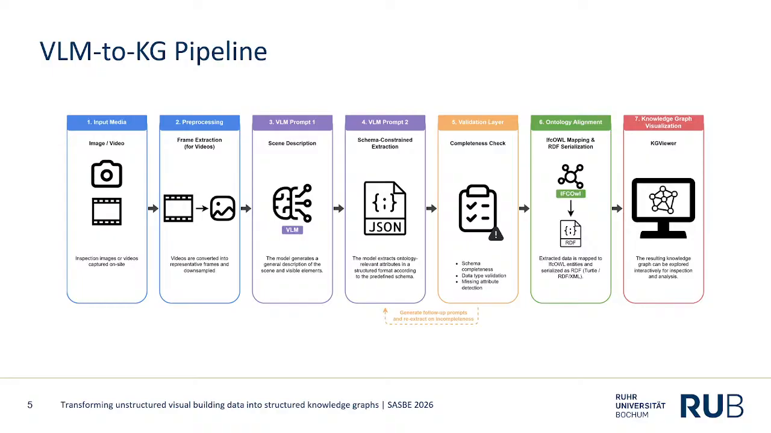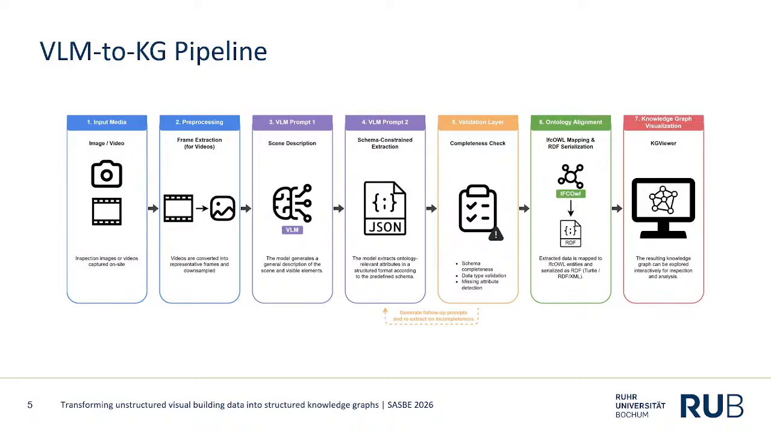And here you can see the whole pipeline. So first, we collect the images and the videos. For the videos, we also have a second step, which we call the pre-processing step. So we extract frames from the videos and use them as representative images and also downsample them. And after that, we have 2 VLM calls. The first VLM call is basically that the model generates a general description of the scene. So we first gather context details about a certain room or a specific area of a building.